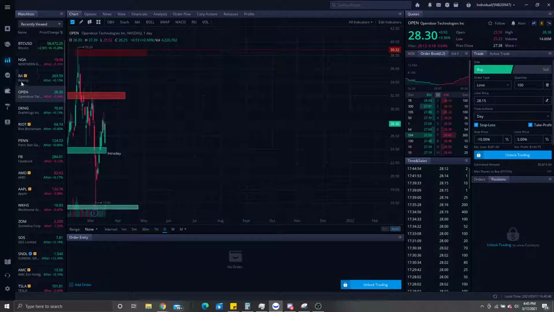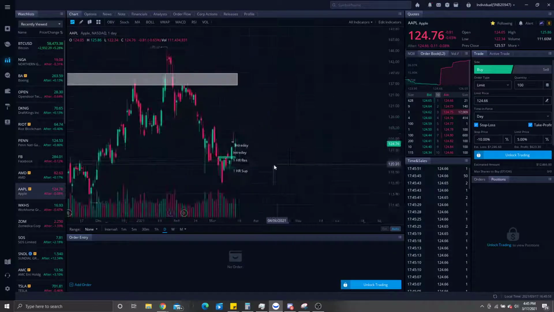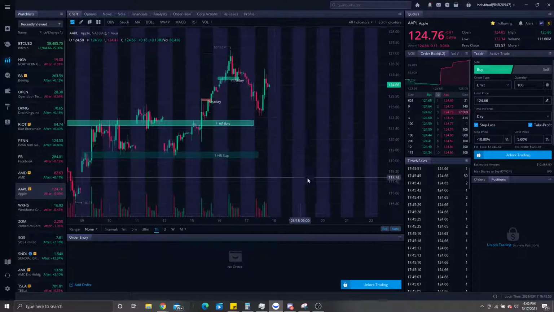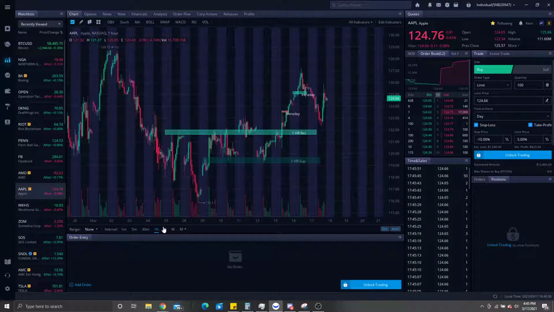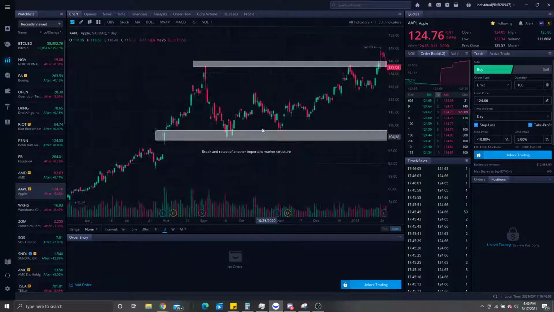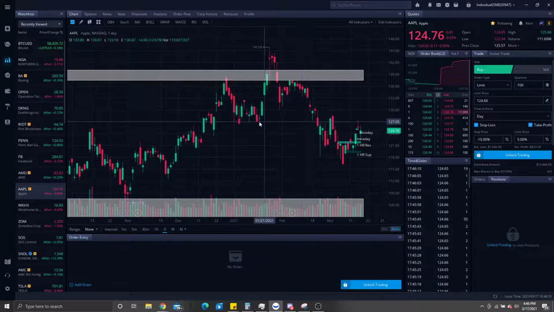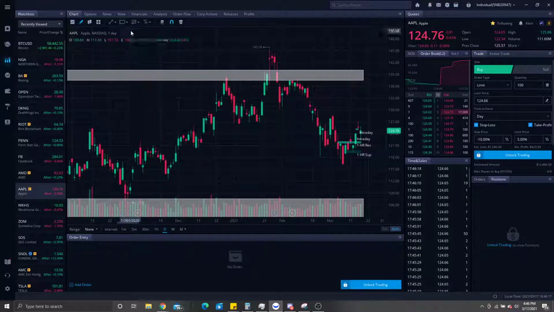So let's say, where's Apple? Oh, see, this is me trading Apple today. So let's say realistically, Apple's been in an uptrend for months and months, right? And Apple comes down here. This is a very significant area prior to this level, yeah? Right here.